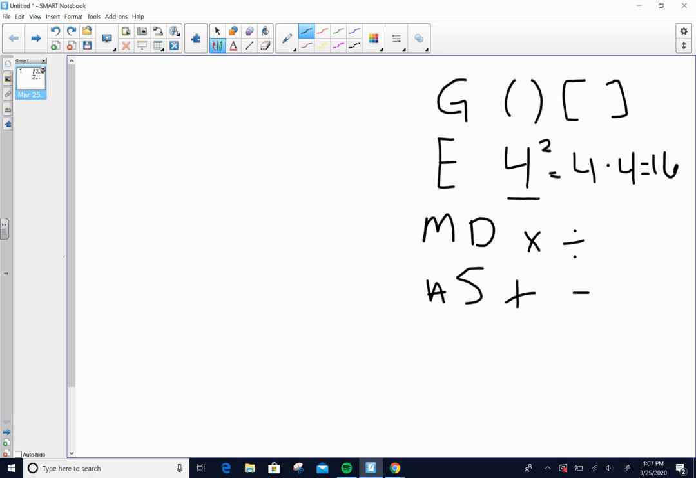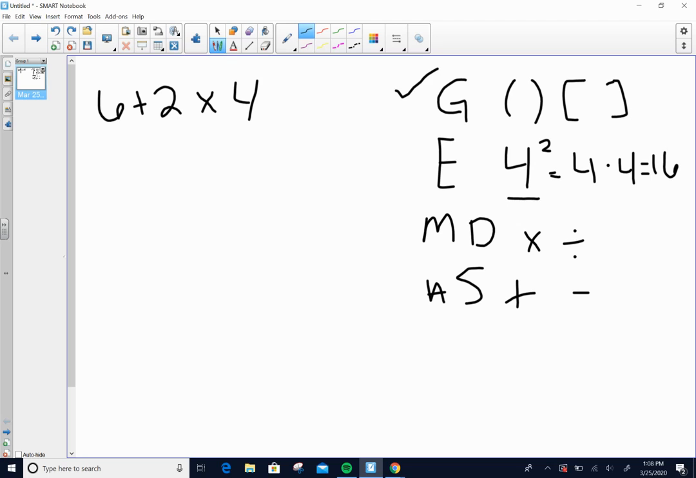So I'm going to do an example up here. I'm going to leave what I've already written on the screen for you guys. I'm going to do a simple one to begin with. So if I have 6 plus 2 times 4, I'm just going to go down this in order. I'm going to start with the G, and I'm going to look, are there any grouping symbols here? Do I have parentheses? Do I have brackets? And I can see that I don't. There's no parentheses. There's no brackets. So I've done my grouping. I can check that off.